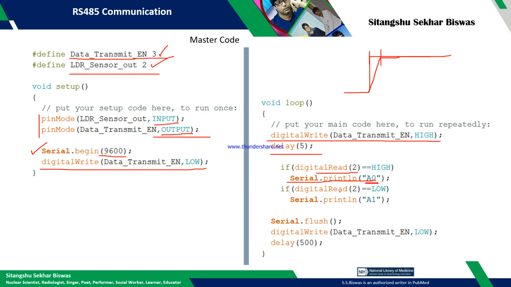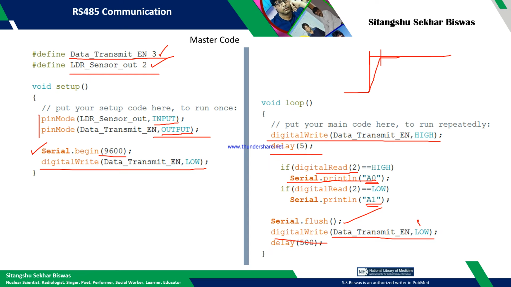Similarly, if the object is detected, then the sensor output will go from high to low, and at that time we are sending the character A1. Okay, and after that I am writing Serial.flush, which means that the writing to the serial port is over. So for that only I am writing this, and once it is over, then I am disabling.